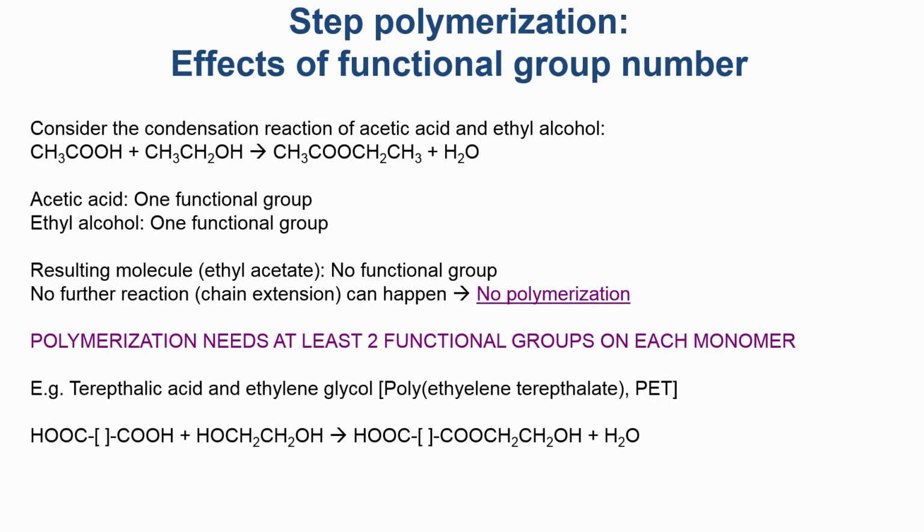An example here is terephthalic acid with ethylene glycol. In this case the acid has two different COOH groups, and the ethylene glycol again has two different OH groups. So, whatever product is formed, even though you have used one functional group each on the monomers, there are still two more functional groups available on the resulting product for it to continue to react.